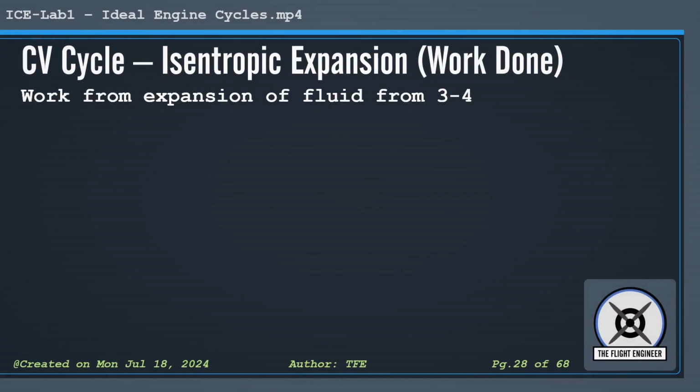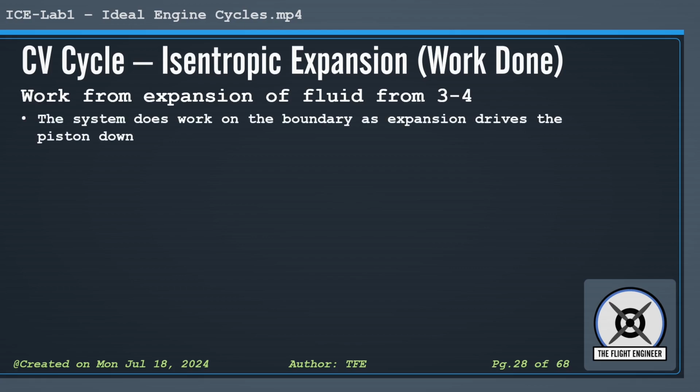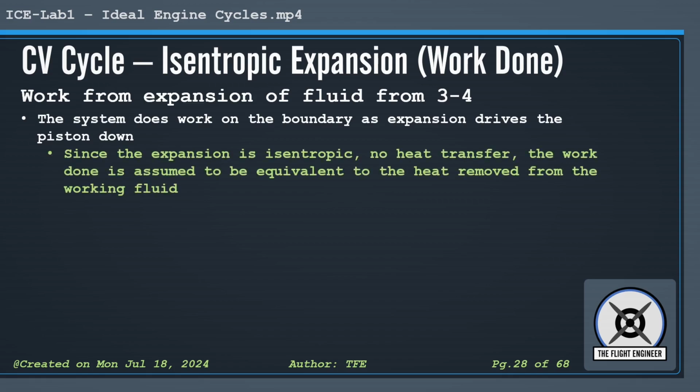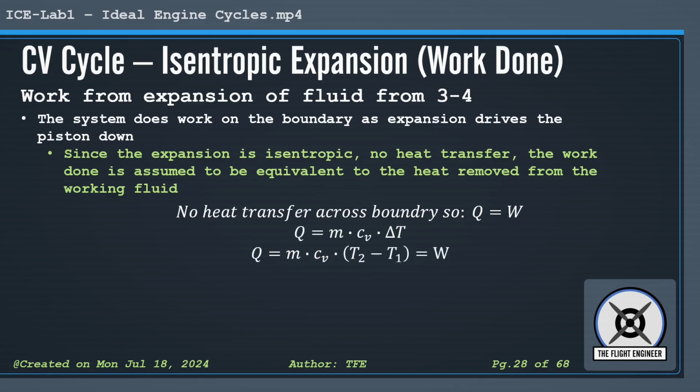In the case of the expansion stroke, heat contained within the working fluid is being traded for an increase in volume, so the work done is equal to the change in heat energy. Similar to the compression stroke, we use the formula Q equals mc delta T to find work done. In this case, work is positive because it's moving out of the system.